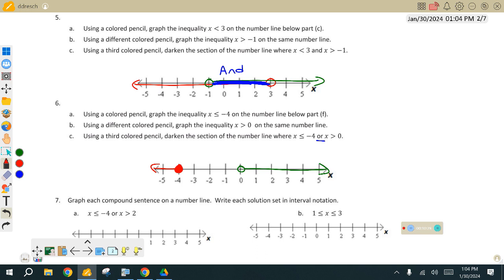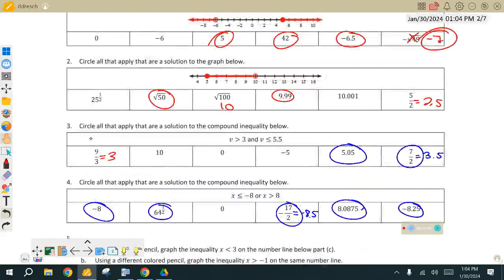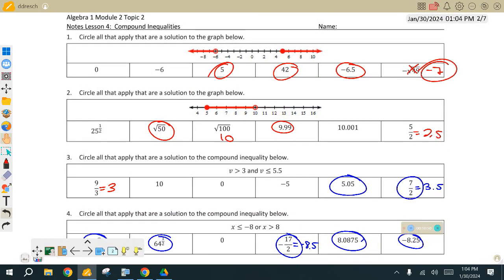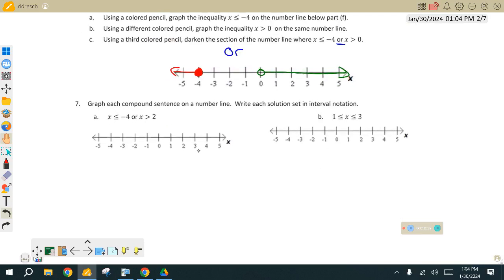So let's put here, I'm just going to put it right there above it, the word or. And that's the type of graph a lot of times that goes with the word or, where they go in opposite directions, they don't overlap. Okay. So we saw that graph up above. I think it was maybe the first one we did. Where we saw that word or. I didn't give you the word or, but I gave you that graph that started off with that. These are never going to overlap.